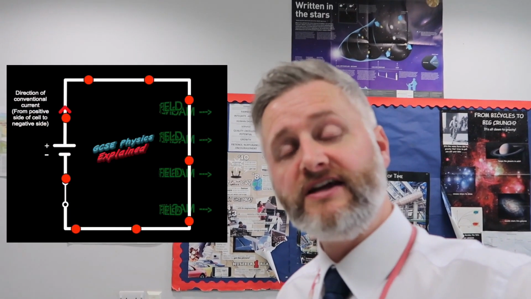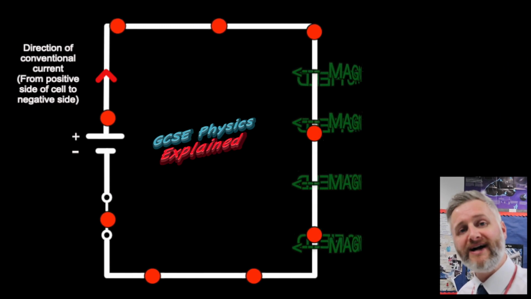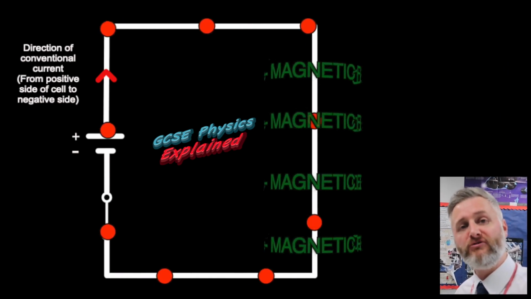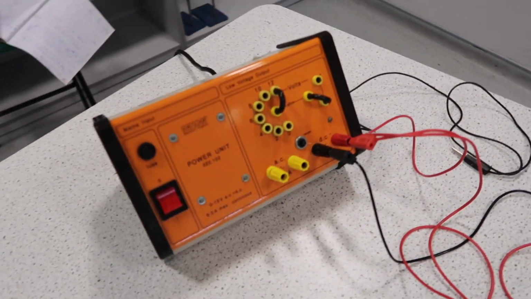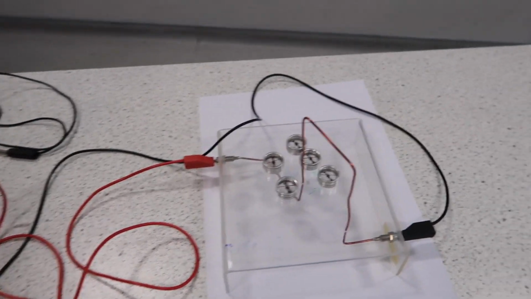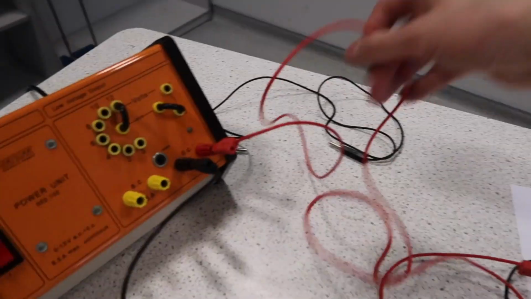It was discovered that if you allow an electric current to flow through a wire, then a magnetic field gets set up around the wire. So what I've got here is a power pack. Now at the moment, there's no current flowing through this wire. Now I hope you know the difference between conventional current and actual electron flow.